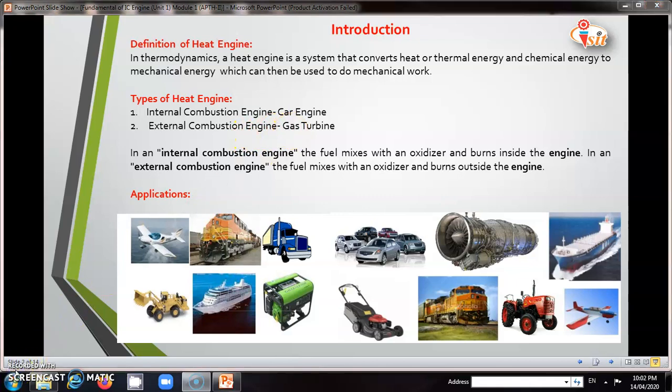As far as the applications of the heat engine are concerned, they are again categorized into internal as well as external. A few of them are listed here. Heat engines are used in car engines, all automobiles and transportation vehicles. They are used in gas turbines, ship and marine applications, railway engines, aeronautical applications, some stationary applications like generators, and also some agricultural equipment. IC engines are mostly used.